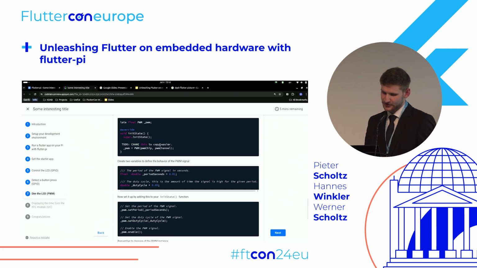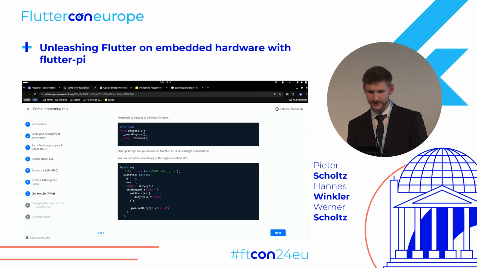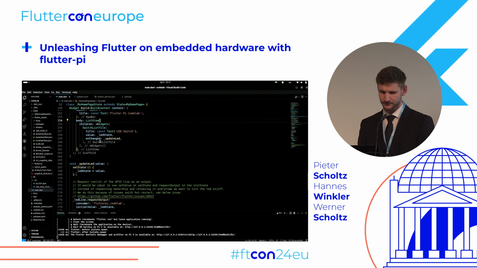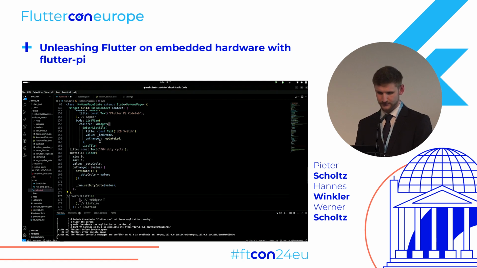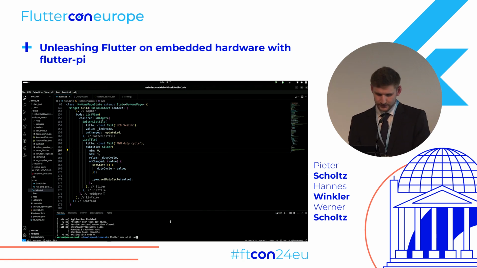So for time's sake, I'm just going to immediately add the list tile with the slider so Pieter can adjust the brightness of the LED from the UI. Cool. Let's see if we can get it working.